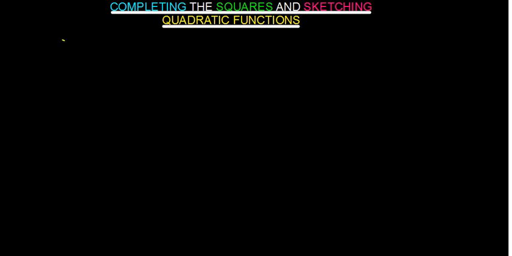What if you've been given f of x being equal to, let's say, 2 minus 4x minus 3x squared? They've asked you to complete the square and therefore also get to sketch. Now, first things first, express it in the general form. Start with the one with x squared.